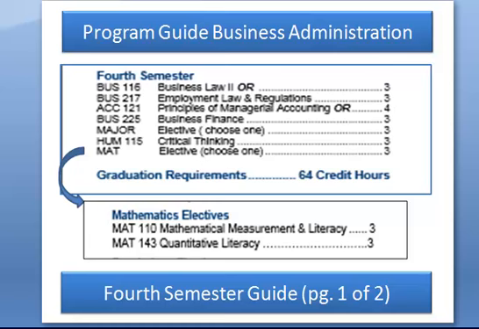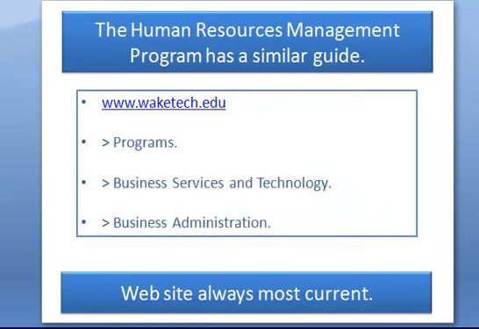Now, in addition to the business administration, there's a human resources management degree program, which has a similar guide. And there I'll direct you to the Wake Tech website, programs, business services and technologies, and you can go into business administration and it'll be laid out there for you. So that's the degree programs. There are 2 of them.